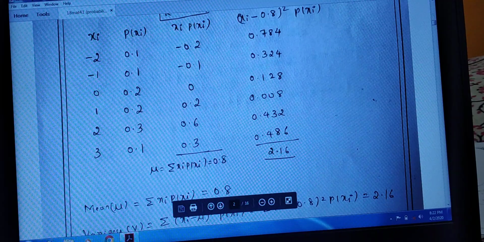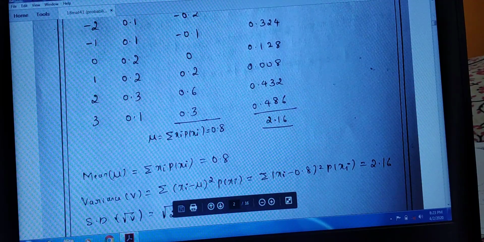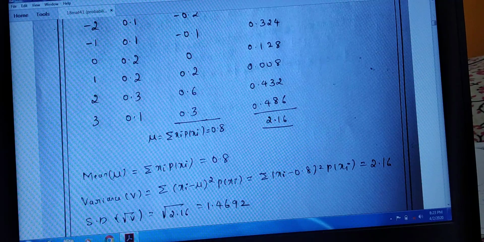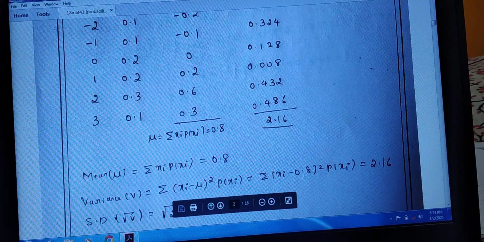Next you have to find the variance. Here we have the formula of the variance, that is summation of xi minus mu the whole square into p of xi. You can use any one of the formulas which we have written in the note, whichever is convenient for you. This is the formula for the variance, which is equal to summation of xi minus mu, in the sense the mean, which I've already found, that is 0.8, the whole square into p of xi. Here you can see I have substituted the value of the mean as 0.8.